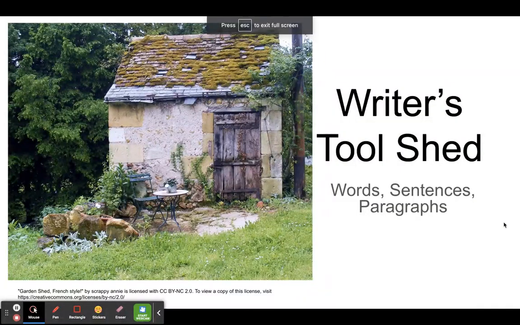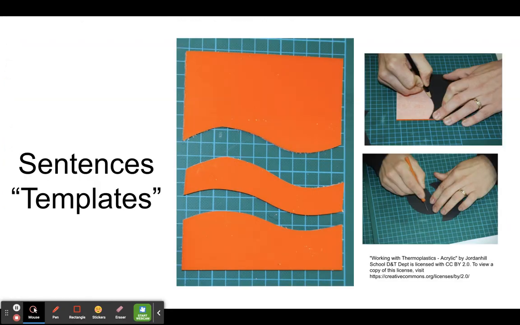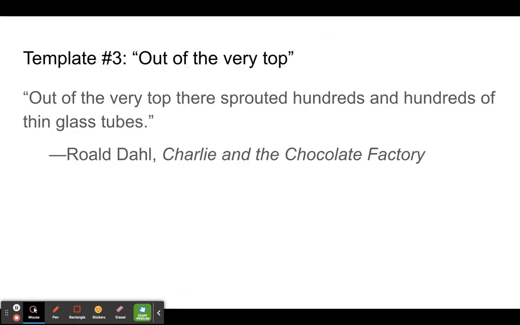Okay, writers, let's take our rich words and put them into sentences to create beautiful structure. This is week 3, and our sentence templates are going to show us how to model after and fit our sentences into different orders than we're used to. And this is template number 3, out of the very top. Out of the very top, there sprouted hundreds and hundreds of thin glass tubes, from Roald Dahl, Charlie and the Chocolate Factory. What is going on in this sentence here?